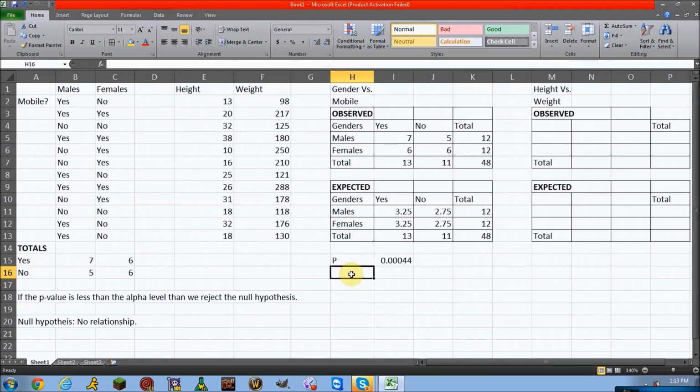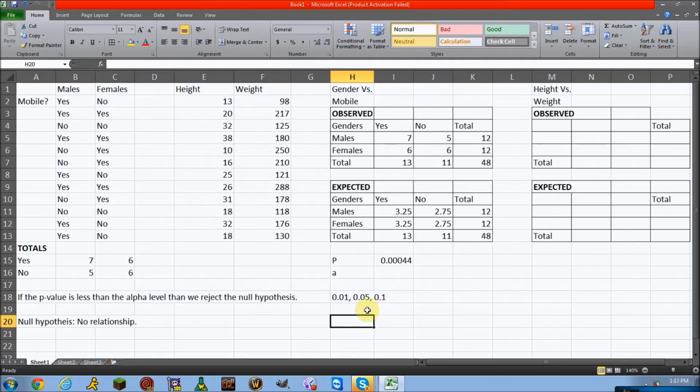Now we need to select an alpha level. Basically, there are 3 different kinds of alpha levels. We have 0.01, 0.05, and 0.1. Now, if you're going to use 0.01, you have an experiment with not a lot of error. If you're going to use 0.1, your experiment has a lot of error.